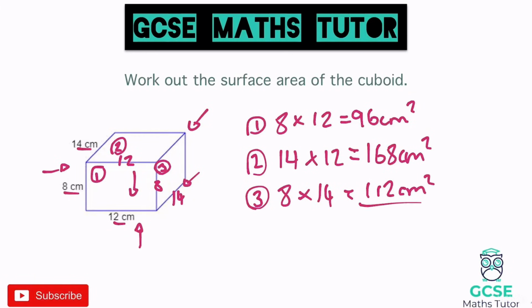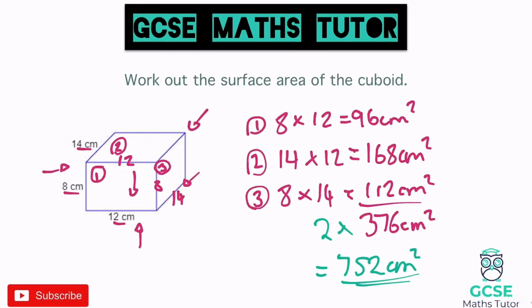And if we add all of these up, 112 plus 168 plus 96, we get the answer 376 centimetres squared. Now you've just got to be careful at this point, obviously don't forget there are 2 of each face, so we just need to double our answer, or times that by 2. So times that by 2 gives us a total surface area here of 752 centimetres squared, and there's our final answer for the surface area.